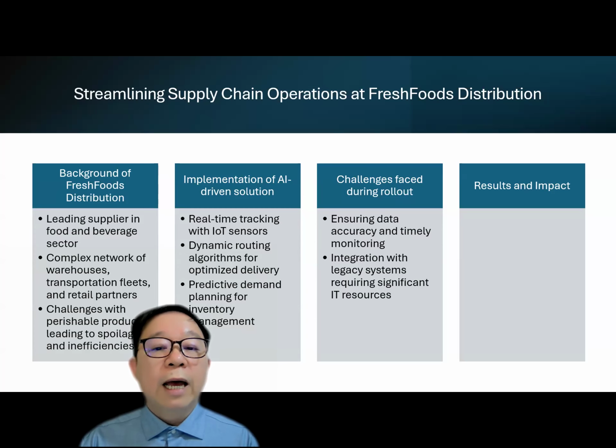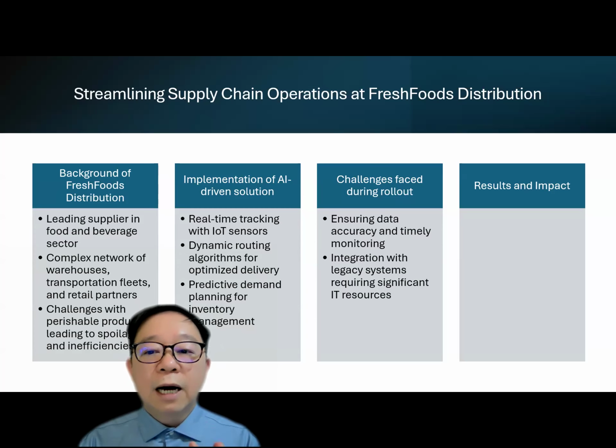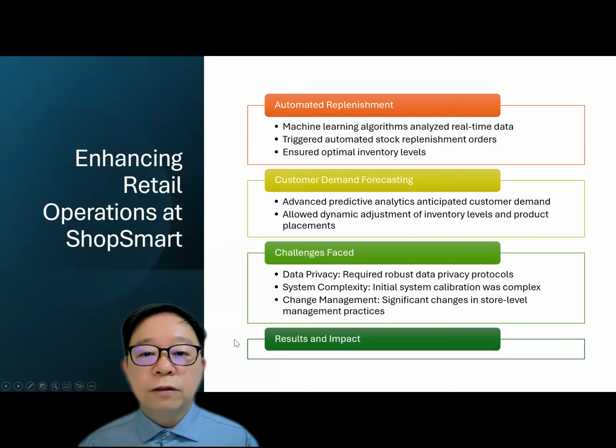So they are able to overcome the challenges of the traditional process. Now they can ensure data accuracy and timely monitoring. And they don't need to throw away the legacy system, and they don't require significant IT resources. Now with the AI system, what is the result? The result is a very smooth supply chain, happy customers, and of course, the company performance has improved a lot. Okay, so that is how this company, Fresh Food, used AI.